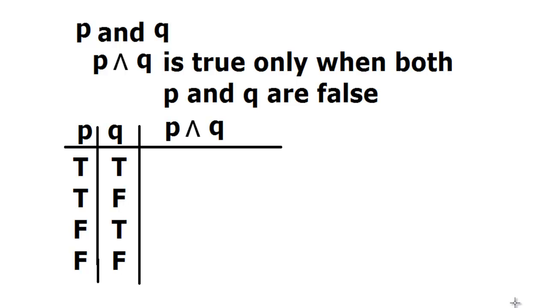As before, here are the various possibilities of values of P and Q. If both these are true, then it will be true according to the rule that we have. If any of them or both of them are false, then P and Q is false, and in these cases these are all false. Okay, so this is the truth table for P and Q.